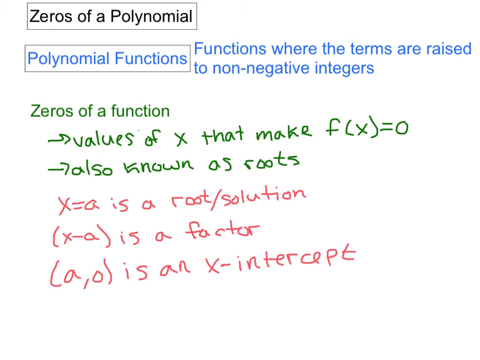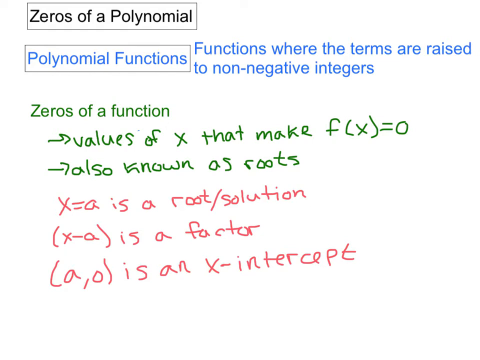In this video, we're going to be talking about finding the zeros of a polynomial, but first we should talk about what a polynomial actually is. So a polynomial is a function where each term is raised to a non-negative integer.